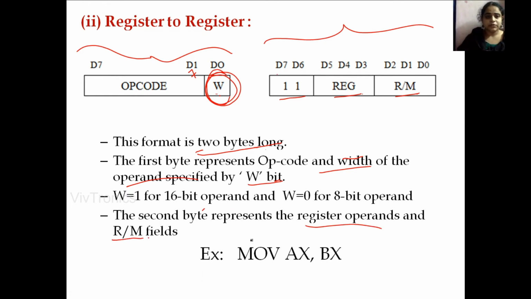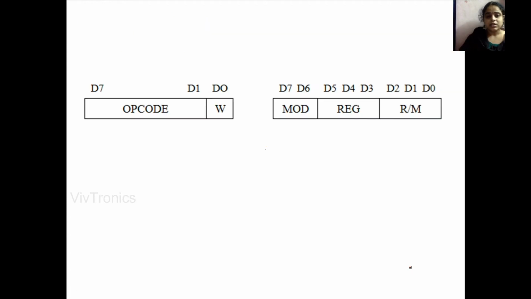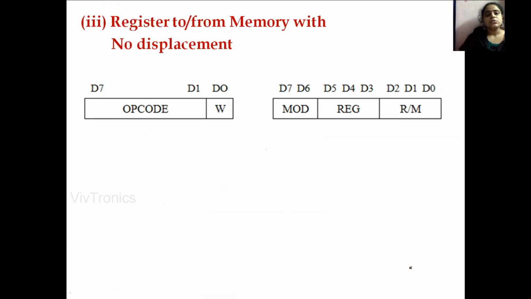So an example for register to register means MOV AX, BX or ADD AX, BX or SUB AX, BX, like that. Any registers, whether the communication is between two registers, then that format will fall under this register format. The next one is register to or from memory with no displacement.